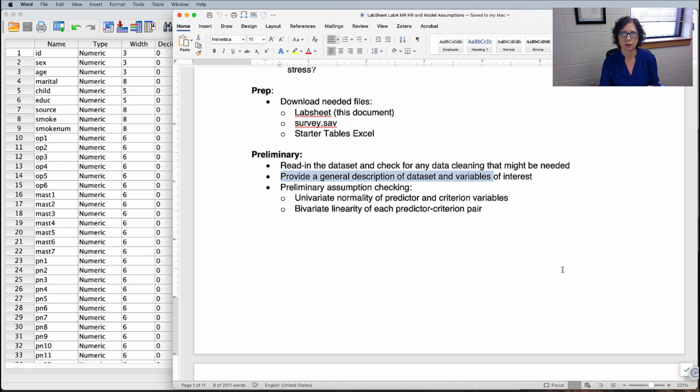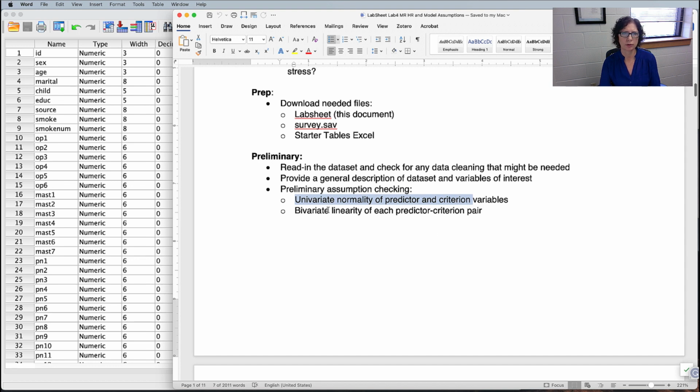We want to be able to describe those to the reader in terms of mean and standard deviation, but we also need to know how many cases actually have values on those predictors and outcome. So you would still do your univariate normality assumption check of both the predictor and the criterion variables, and you look at the bivariate linearity between each predictor-criterion pair. So let's take a look at this real quick.